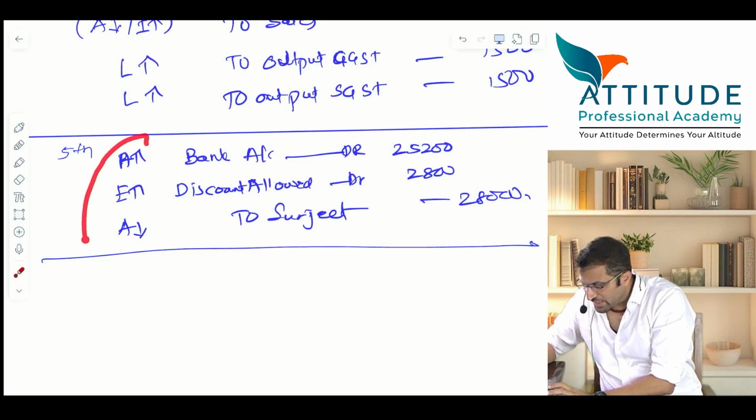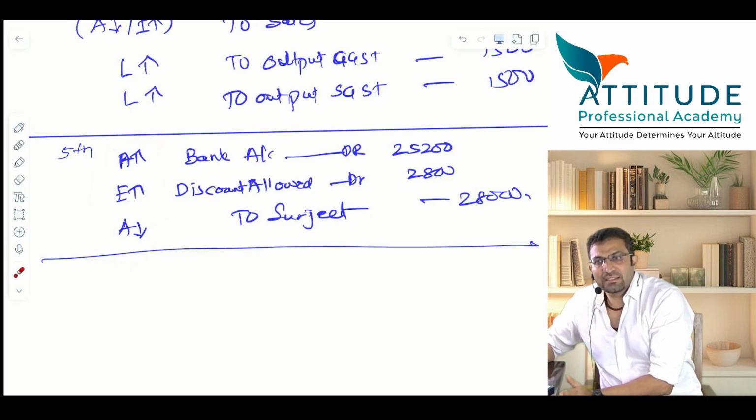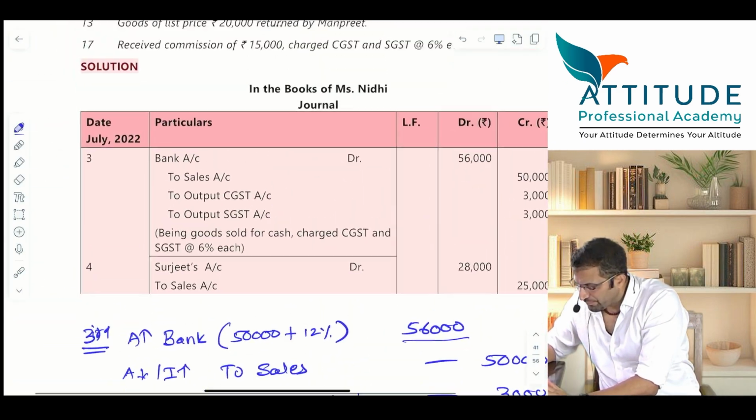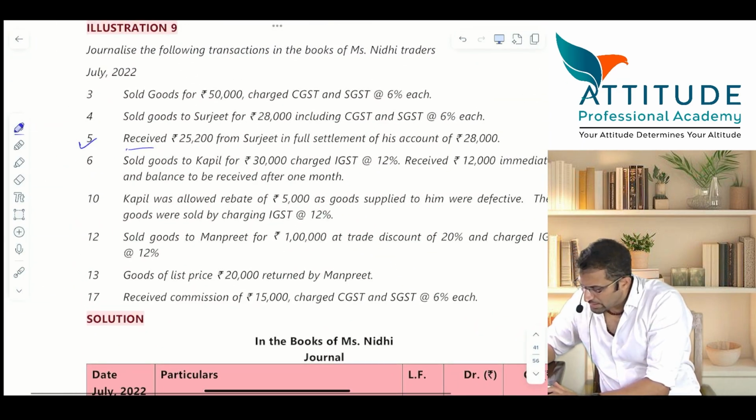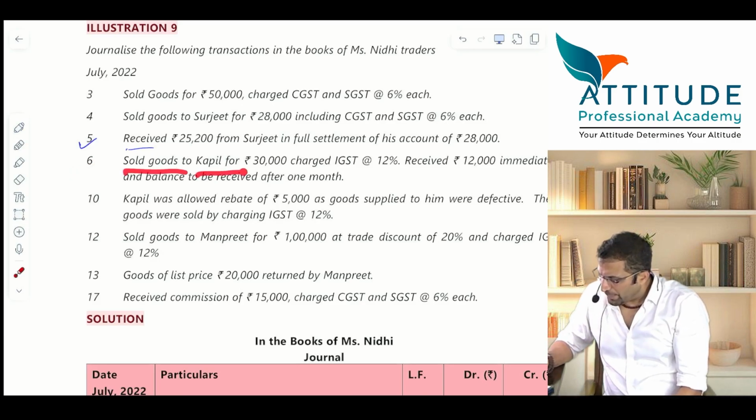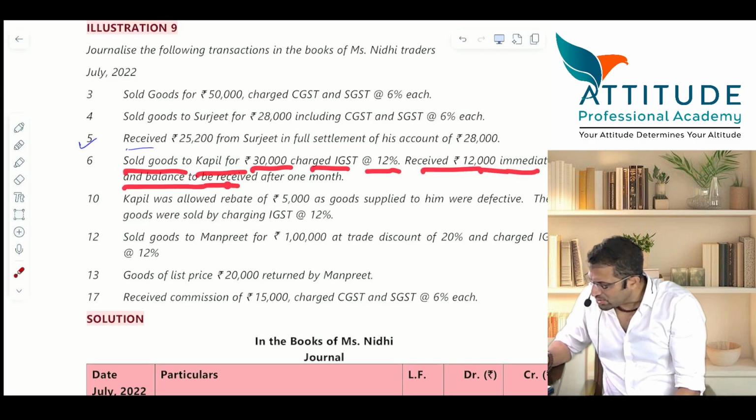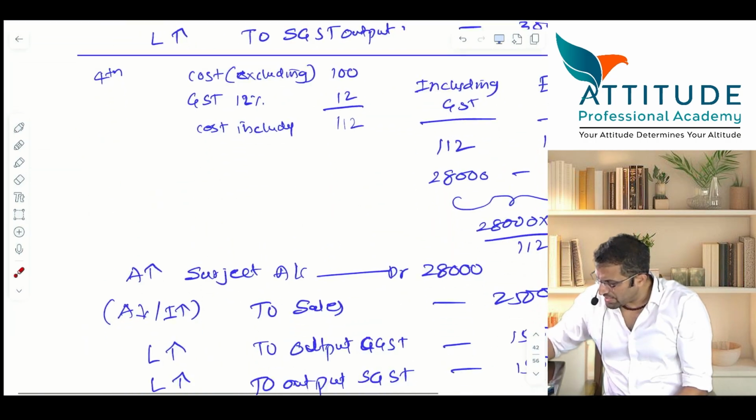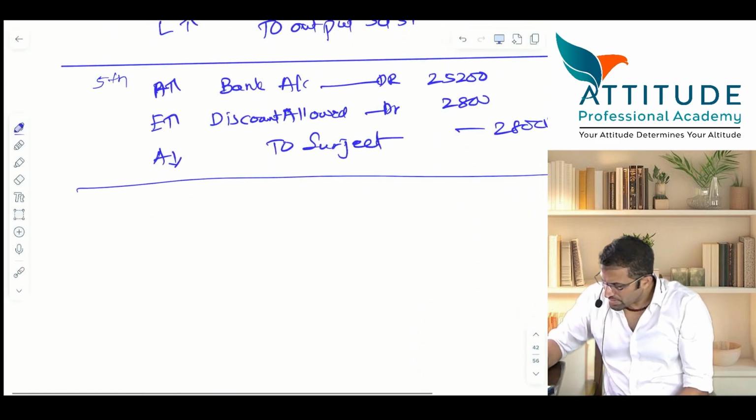I again repeat, what I am putting here is important. Increase and decrease will be known from there. Come ahead. 6th. Sold goods to Kapil 30,000, charged IGST 12%, received 12,000 immediately and balance to be received after 1 month. Clear? Okay, put the numbers.